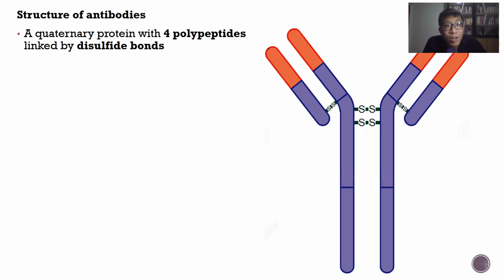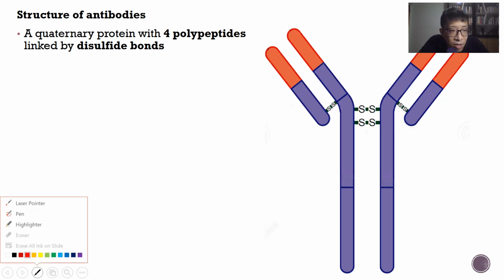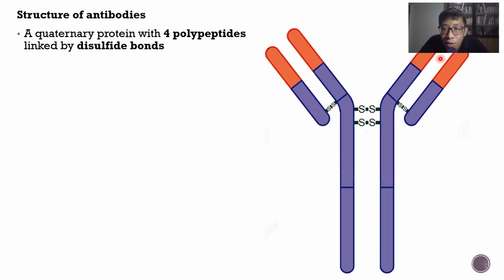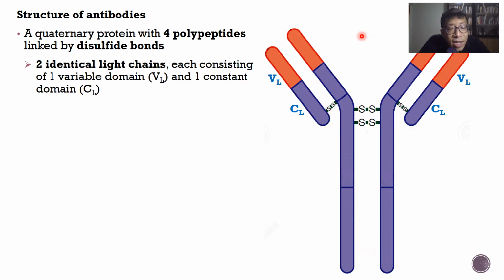It is a quaternary protein that is made up of 4 polypeptides, 2 light chains, as you can see here, and 2 heavy chains. If I just use my laser here, 2 light chains, so there are shorter ones, and 2 heavy chains, which are the longer ones. All right, the light chains are identical, and the heavy chains are identical as well.